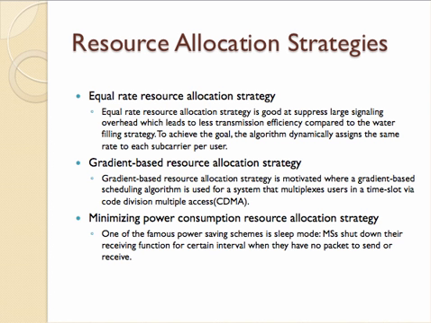To achieve the goal, the algorithm dynamically assigns the same rate to each subcarrier per user. A gradient-based resource allocation strategy is motivated, where a gradient-based scheduling algorithm is used for a system that multiplexes users in a time slot via code division multiplexing.